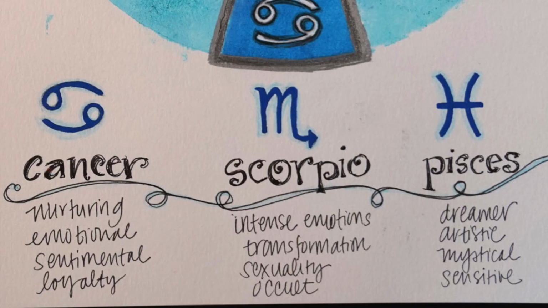Those with the sign in Cancer tend to be nurturing, emotional, sentimental, and loyal. Scorpios are also very loyal. They have intense emotions. They're about transformation and sexuality and are drawn to the occult. Pisces, that's the dreamer. They're artistic, they're mystical, and highly sensitive people.